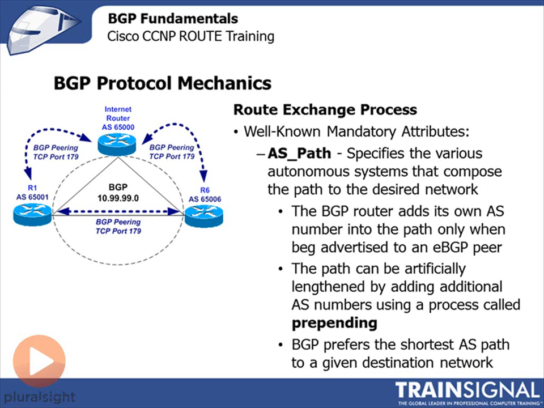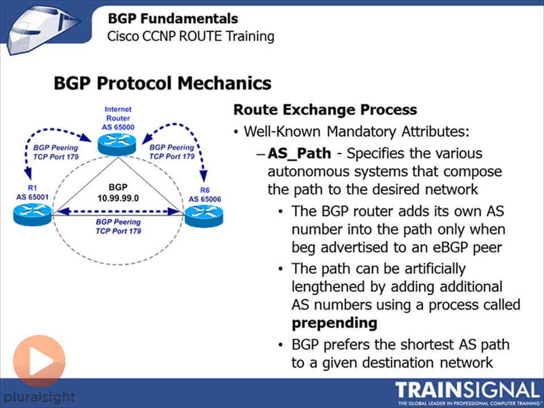The other well-known mandatory attribute in BGP is the AS path. It means essentially what are all the autonomous systems that this particular route has passed through. For instance, when you look at routes being propagated from router 6 to router 1 and the internet router, it's going to list the different autonomous systems that it's passed through. Router 6 will just simply pass 65006, and that'll essentially be all the autonomous systems that it has passed through.